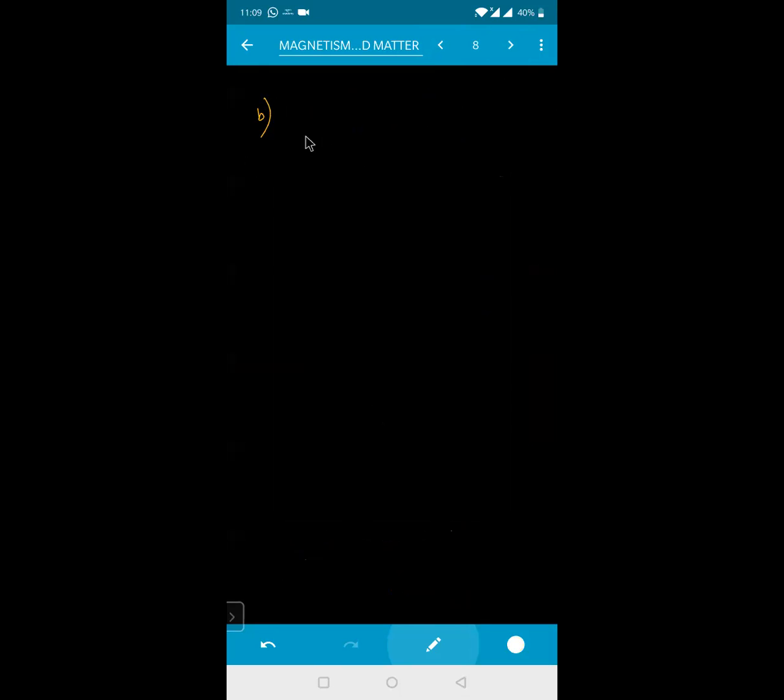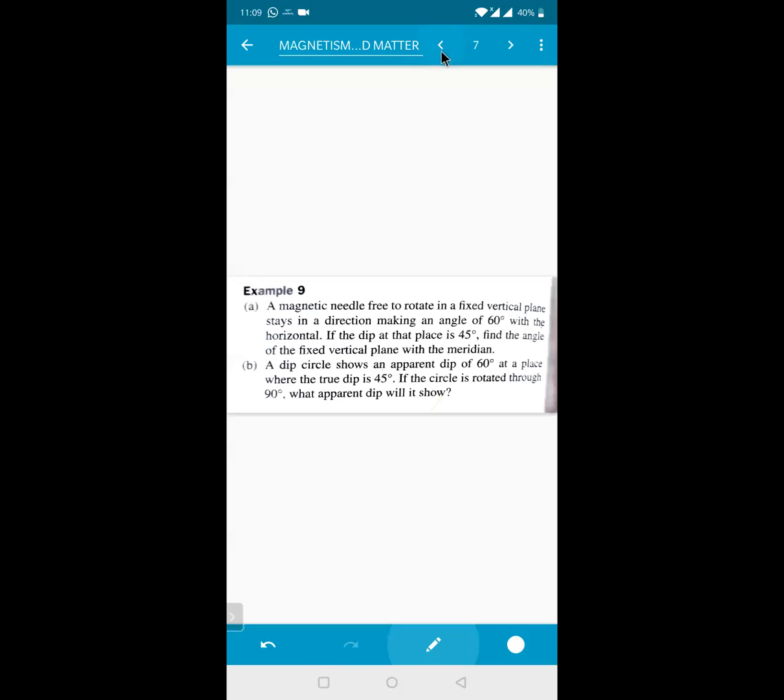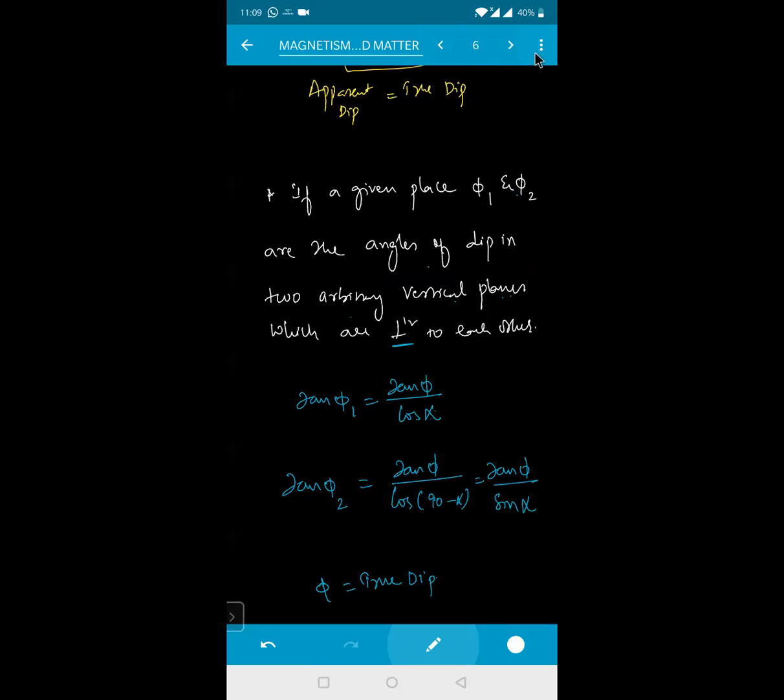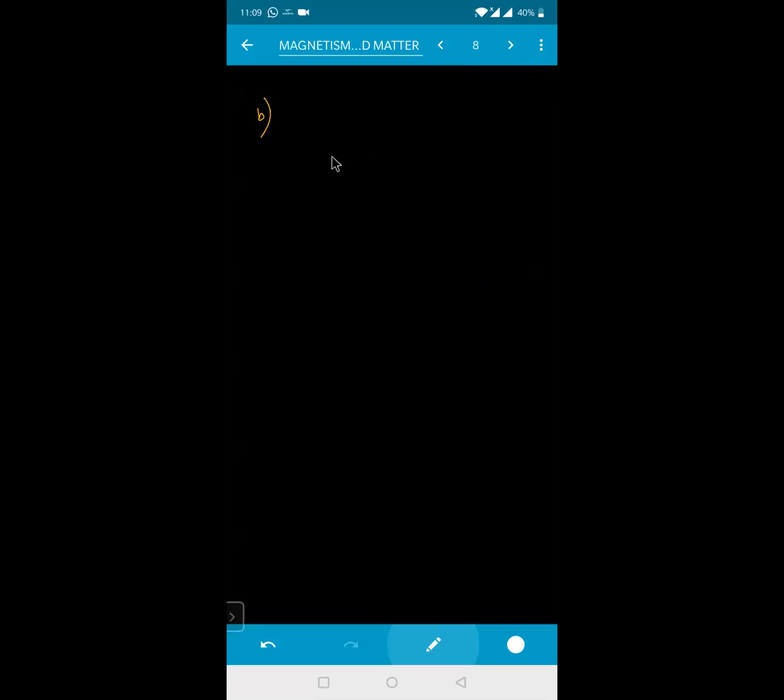Let's see. Phi 1 and phi 2 are what, beta? Apparent dips, so I know the value. I know the formula for this one. What is the formula we got? Tan phi 1 will be equal to tan phi divided by cos alpha. Cos alpha, not sin.